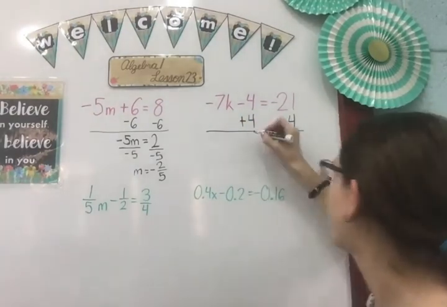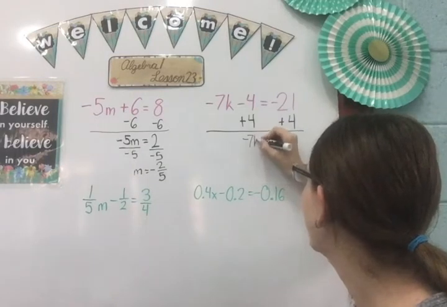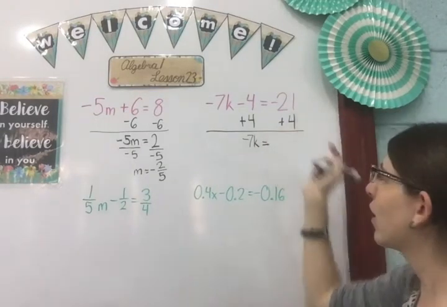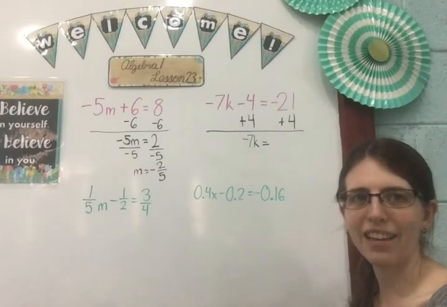Here it cancels out my 4 and I'm left with negative 7k equals, here I have negative 21 plus 4. What does that give me?